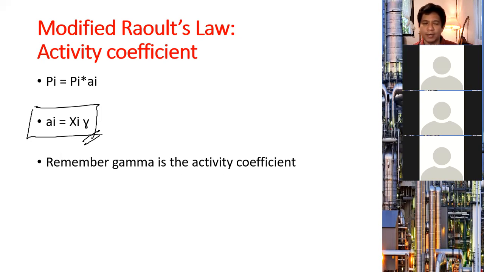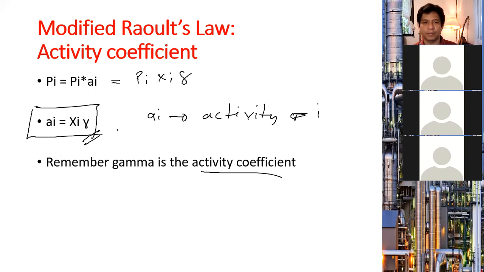Tandaan niyo lang palaging yung gamma laging kasama ni X. Ito yung formula na to. A sub I is the activity of the I component. So this is the gamma I, the activity coefficient. And then the modified Raoult's law: P sub I is equal to P sub I sat times A sub I. Or in other words, this is P sub I sat times X sub I times gamma I.